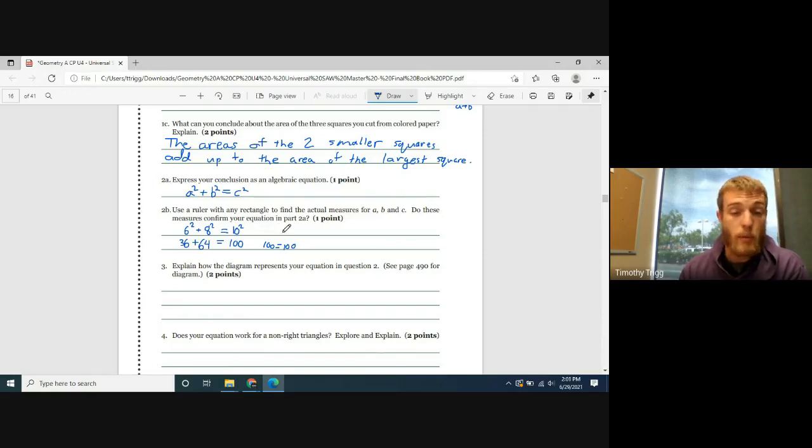So we would say, yes, these measures confirm the equation we got in 2a. So in a complete sentence, I want you to finish this up. Yes, these measurements confirm the equation that we got in part 2a.